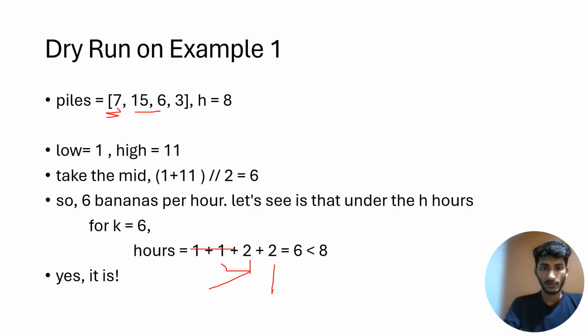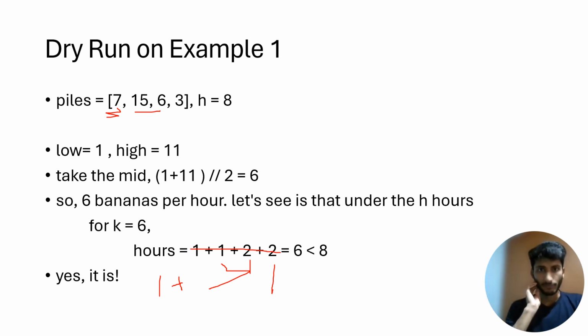So instead of this, it will be 1 plus 3 plus 1 plus 1, right? So in total it will be 6 hours, which is less than 8. So that means this can be a probable answer. But why I'm saying it's a probable answer, let me tell you one thing.